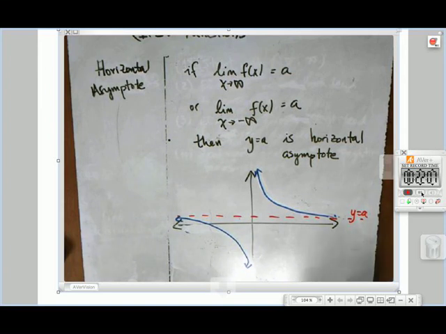Okay. And horizontal asymptotes are very helpful in helping us determine end behavior and also in helping us to find the range of functions. Okay. And so we're going to look at a few examples of that.